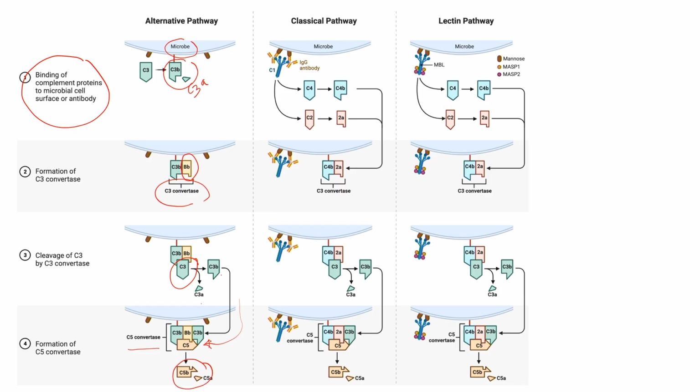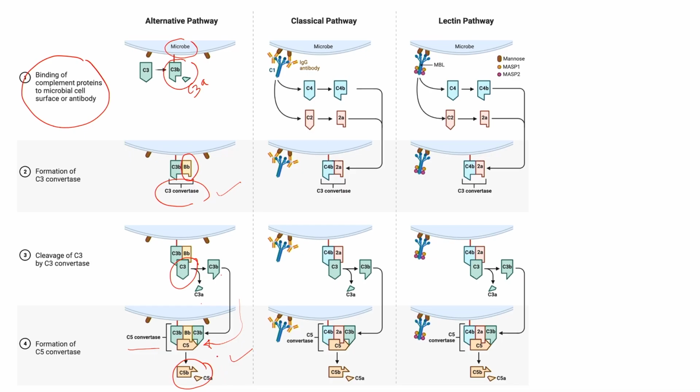So if you closely look into this pathway, the ultimate aim is to make the C3 convertase and C5 convertase. Once the C3 convertase is made, it can cleave the C3 protein into the active forms C3b and C3a, and C3b in turn makes a complex to form the C5 convertase.